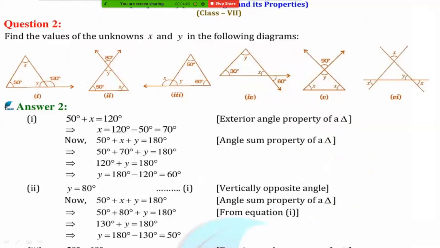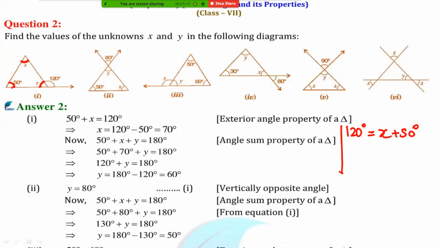Next is your question number 2. So we have to use both the two properties. We have to use the properties and find the value of x and y. First, we will use the exterior angle property. The exterior angle property is: the exterior angle is equal to the sum of the two interior opposite angles. So the exterior angle 120 degrees is equal to the sum of the two opposite angles; take the one that is far away, that is x plus 50 degrees.